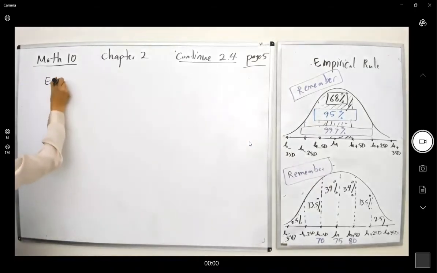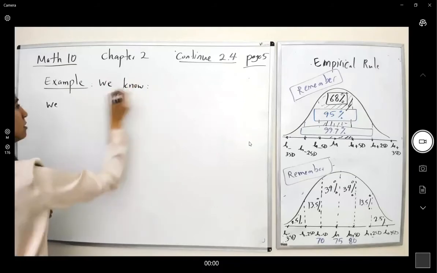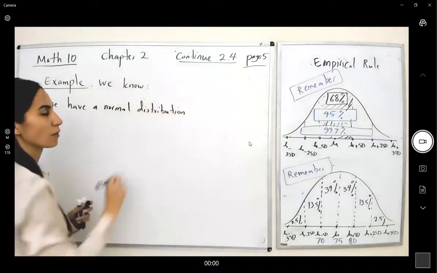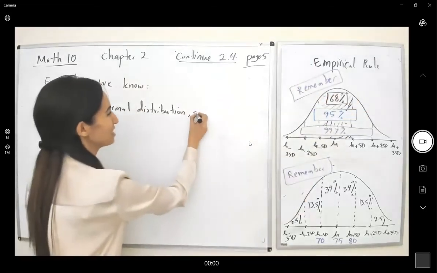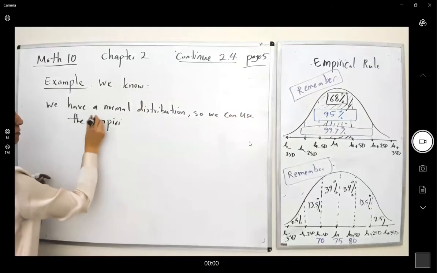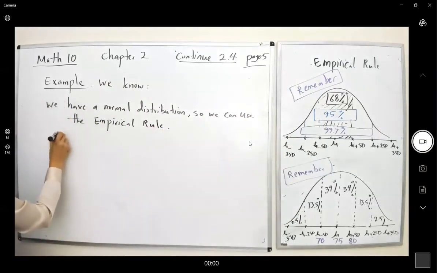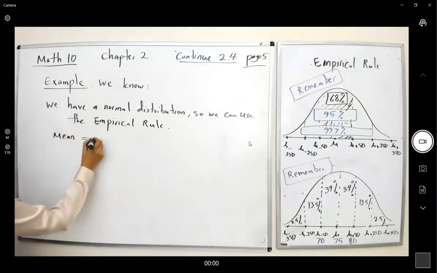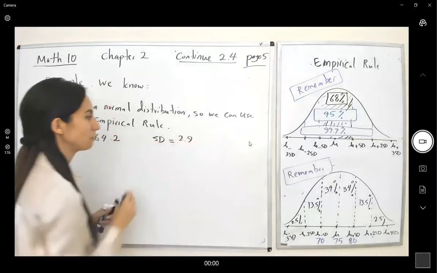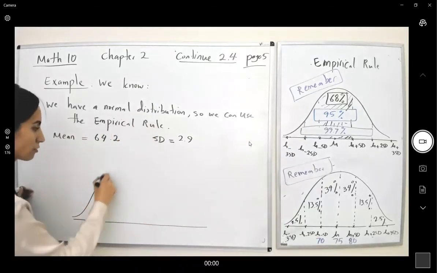So in this example, the information given to us, we know this information. We have a normal distribution, so we can use the empirical rule. Also, we know that the mean of the sample is equal to 64.2 inches, and standard deviation is equal to 2.9 inches. Okay, since we have this information, let us actually construct the normal distribution graph.